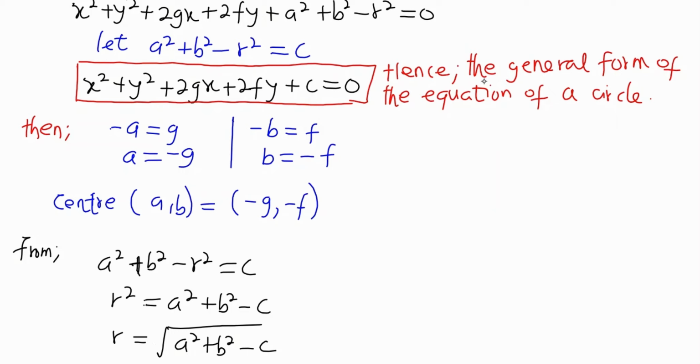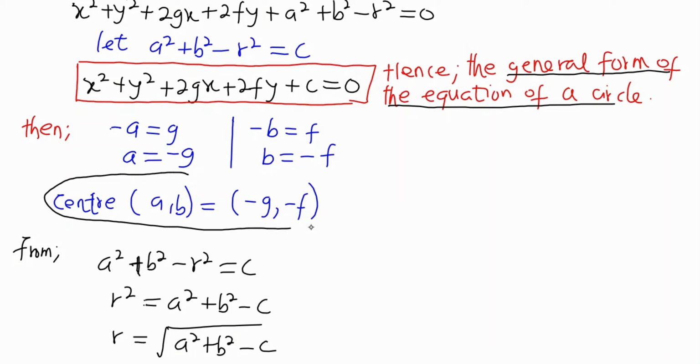So it means that the general form of the equation of a circle, that is x squared plus y squared plus 2gx plus 2fy plus c is equal to 0, has its center as negative g, negative f, and it has its radius r equal to the square root of a squared plus b squared minus c. So that is that. These are the main things that I have to note when using the general form of the equation of a circle. So that is the simple put of it.